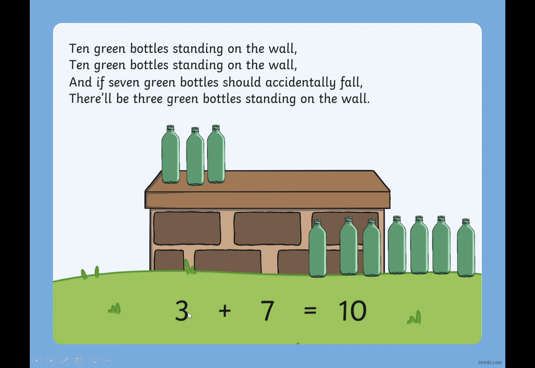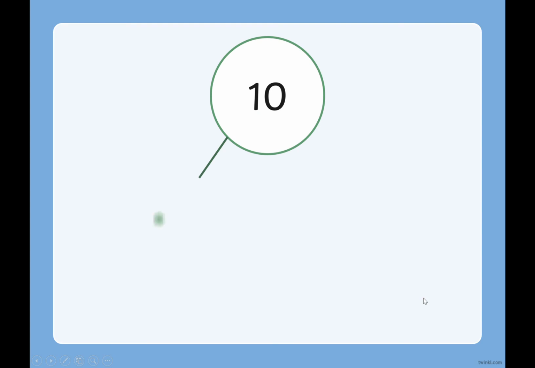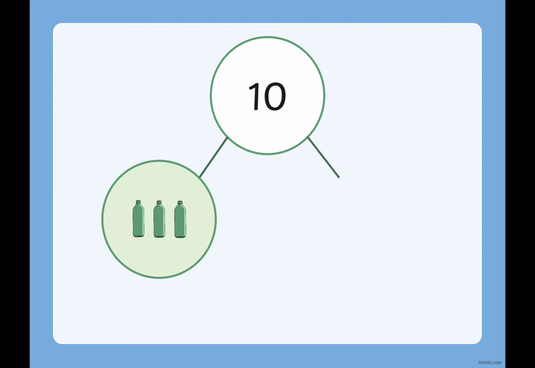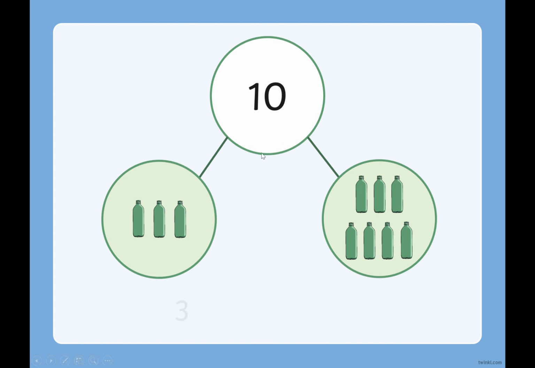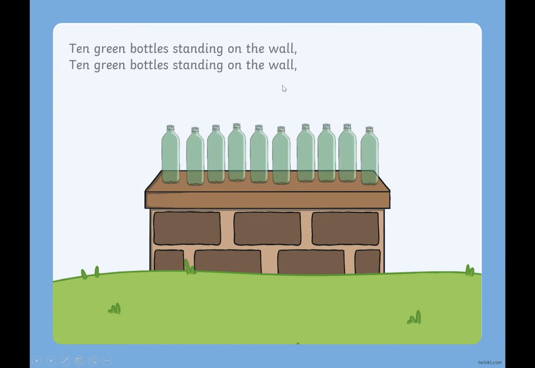So we've got 3 on the wall plus the 7 on the floor, but altogether it makes 10. So 3 plus 7 equals 10. We've got our 10 here. We've got 3 plus, can you remember? 3 plus what makes 10? Yes, that's right. 3 plus 7 equals 10. So 3 and 7 makes 10 altogether.